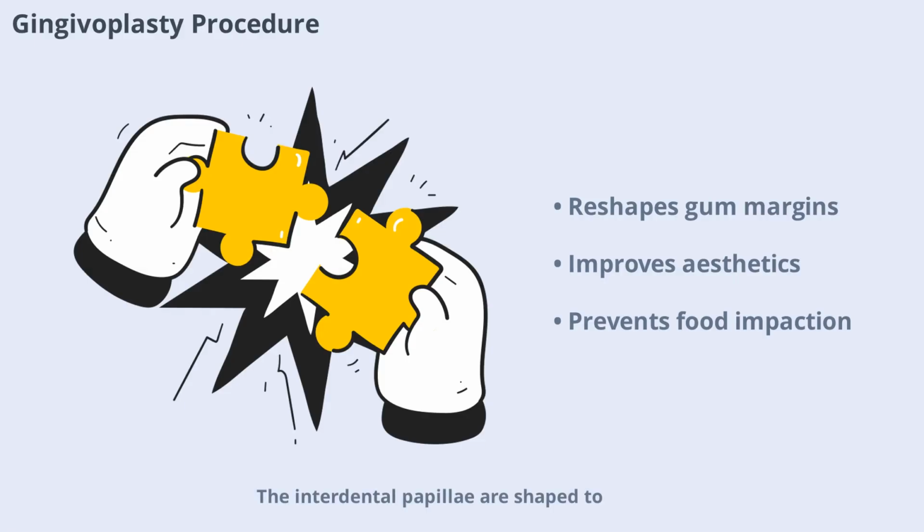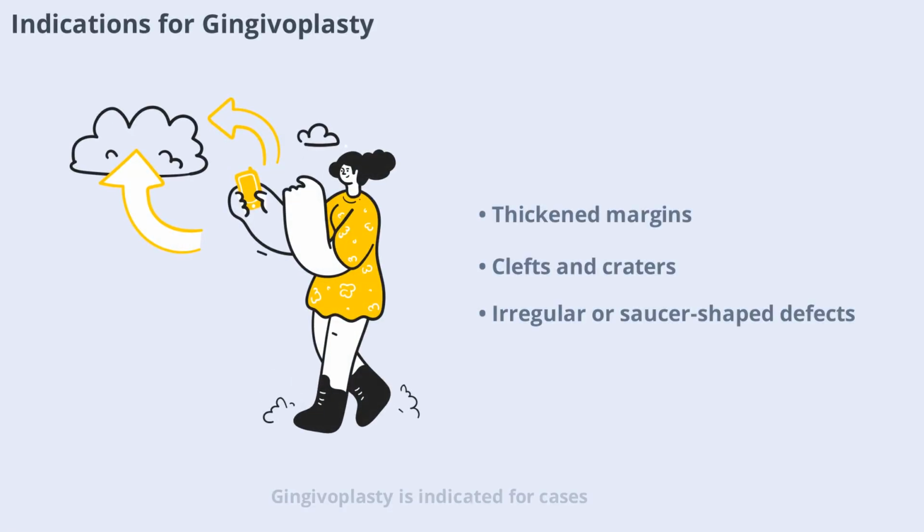The interdental papillae are shaped to provide sluice ways for food passage, reducing the risk of food impaction and promoting oral health. Gingivoplasty is indicated for cases with grossly thickened gingival margins, clefts, and craters caused by necrotizing ulcerative gingivitis, irregular gingival margins in adjacent areas, and saucer-shaped defects in the interdental regions. By addressing these issues, gingivoplasty helps restore a healthy, natural-looking gum line and supports better oral hygiene.